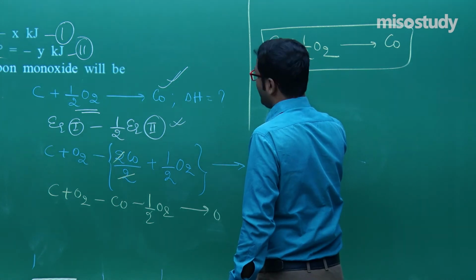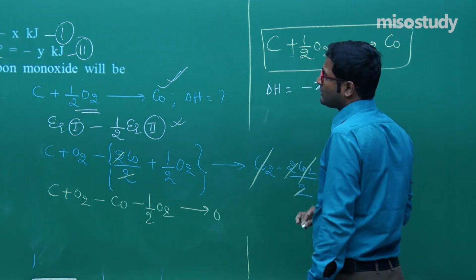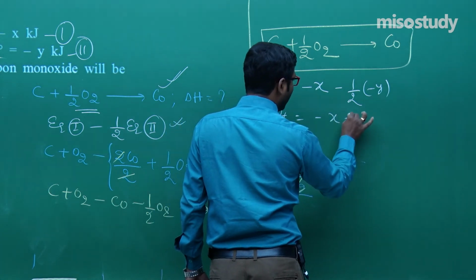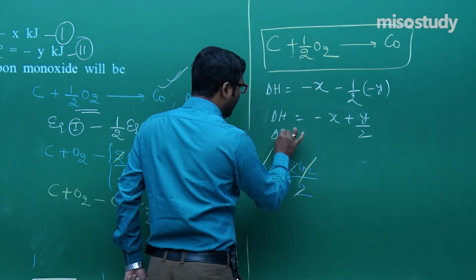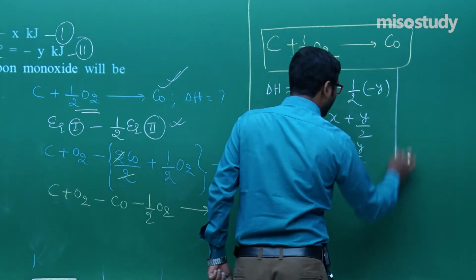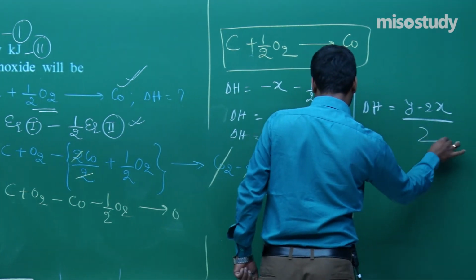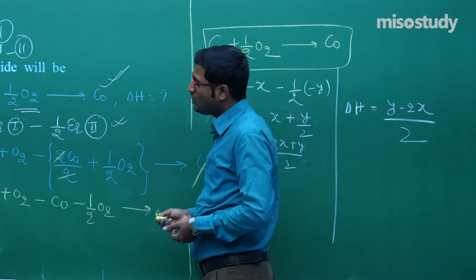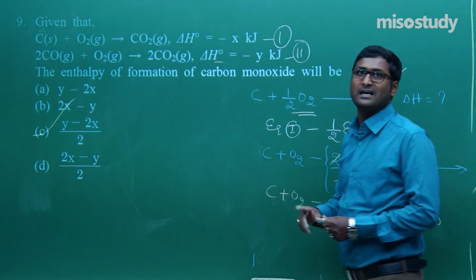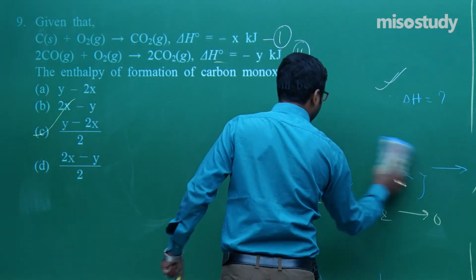So delta H for equation 1, the energy is minus x, times 1 by 2. For equation 2 the energy is minus y. Put here. Now delta H is equal to minus x plus y by 2. Clear? Or delta H is equal to minus 2x plus y by 2. And the next stage, delta H is equal to y minus 2x by 2. What is the expression? Y minus 2x by 2. So this is the correct option. Clear to you? Now I'm going to rub this part and we'll discuss the next question.